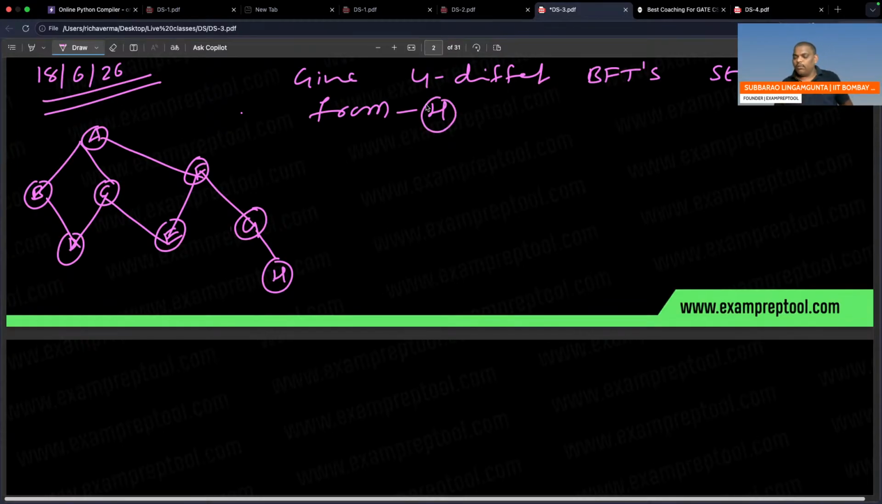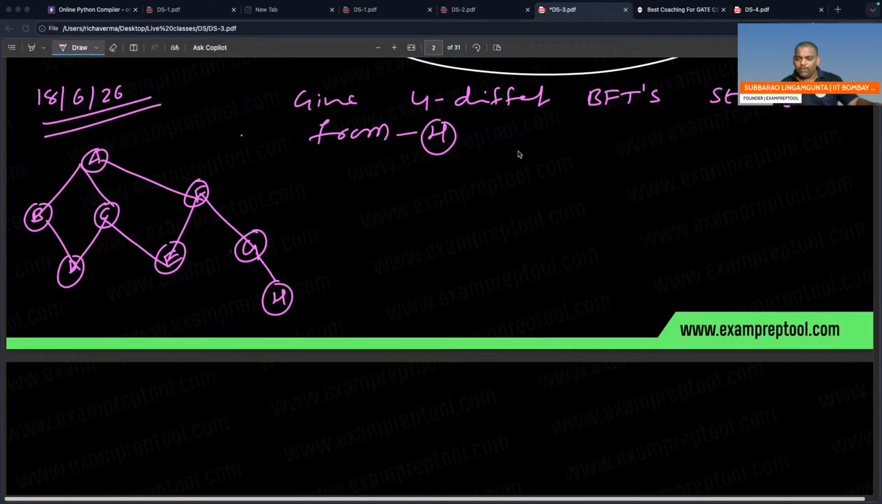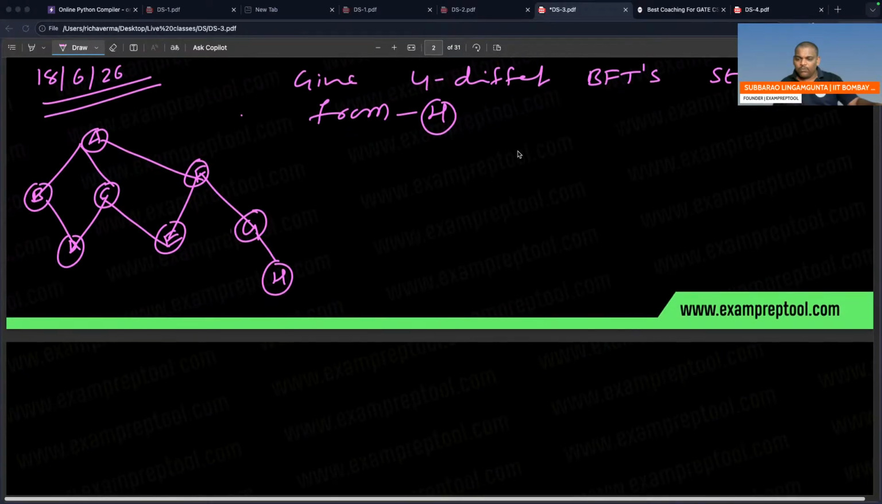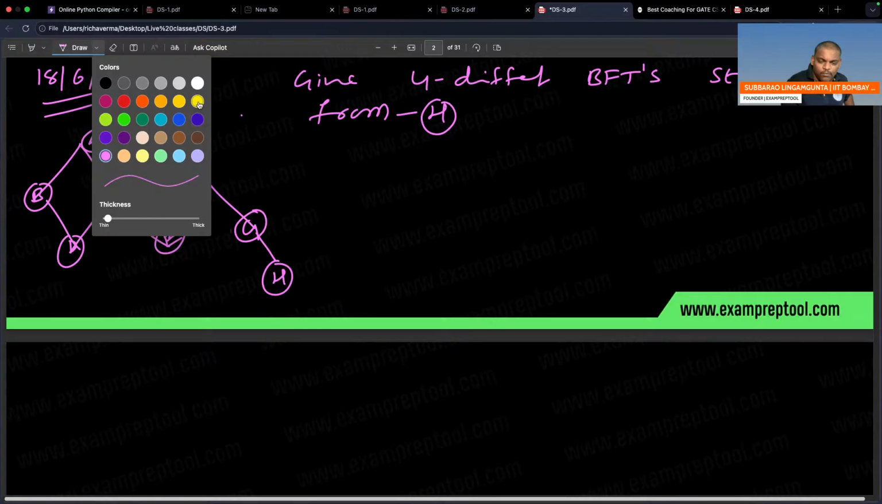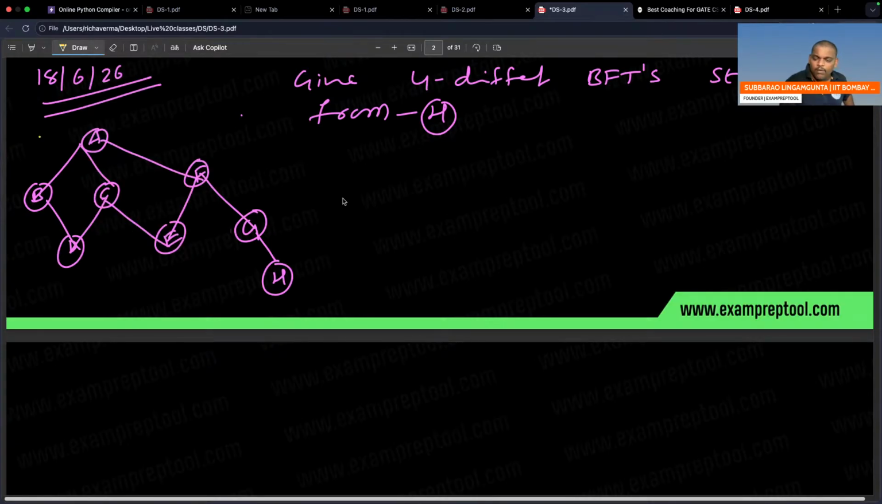Give four different BFTs. That is the goal. Now you people can try one by one. Starting from H, give four different BFTs. So I am trying now. This problem will clear out all your doubts. I am starting. So I am giving the first answer.